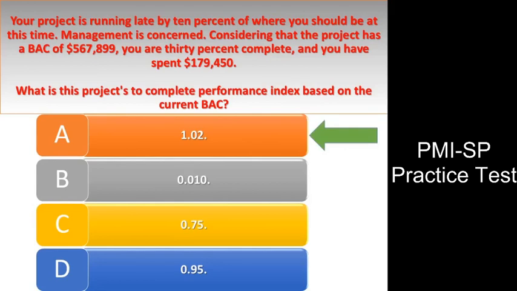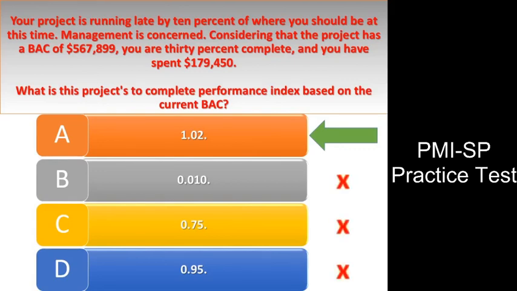Answer A. Explanation. This project is not performing well on schedule, but moderately well on costs. The project's to complete performance index based on the current BAC is 1.02. To complete performance index indicates the future required cost efficiency needed to achieve the goal. Once approved, the estimate at completion supersedes the budget at completion as the cost performance goal.